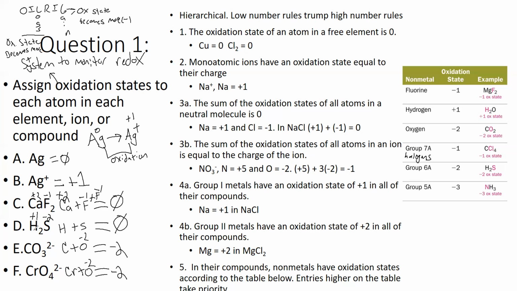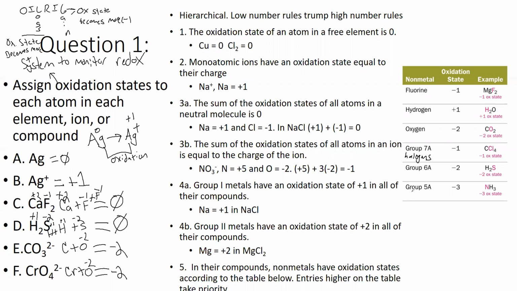So the oxidation numbers of D is hydrogen is a +1. Sulfur is a -2. Again, if we do our math, we should have 2 hydrogens here. So H plus H plus S equals 0. 1 plus 1 minus 2 equals 0. So we're following our rules there. Group 5A, that's the group with nitrogen, is -3. All right.